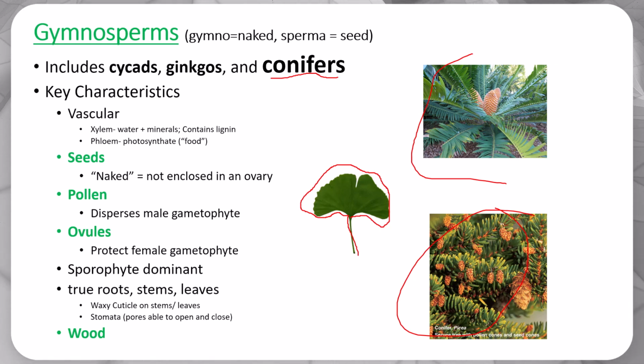So gymnosperms have vascular tissue. They have seeds, but they're said to be naked seed plants because the seed is not enclosed in an ovary and they don't produce true fruit. So they have seeds, but no flowers or fruit. They have pollen, which none of the other plants before have had, and they have ovules, which protects the female gametophyte generation. They're sporophyte dominant, so when you're looking at a pine tree, you're looking at the diploid sporophyte generation. And since they have vascular tissue, they can have true roots, stems, and leaves. They also can produce wood.